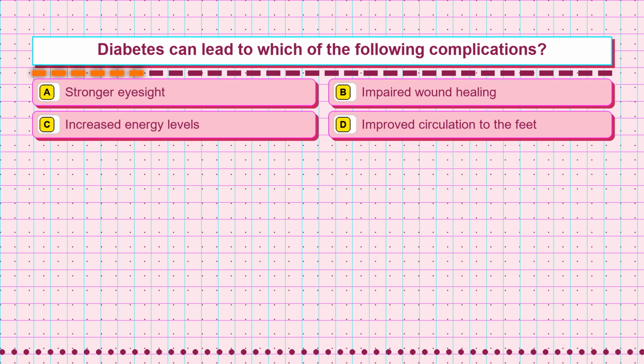Question 85. Diabetes can lead to which of the following complications? Option A. Stronger eyesight. Option B. Impaired wound healing. Option C. Increased energy levels. Option D. Improved circulation to the feet.